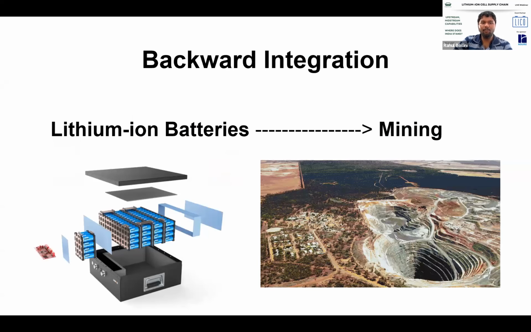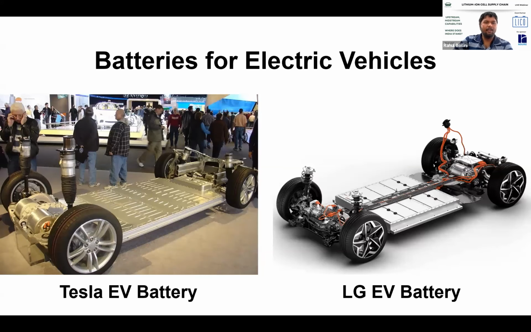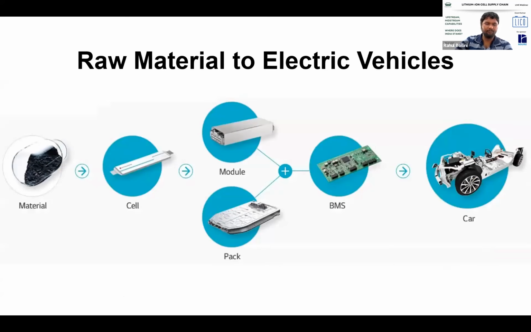Backward integration is battery pack to mine. Popularly Tesla and LG, that is their focus. Tesla recently got into the lithium mining process, and they're also exploring other metals. LG has been making cathode for quite some time, and they are exploring how they can go to backward integration. And this is their battery pack, how it looks, Tesla's battery pack and LG's battery pack.